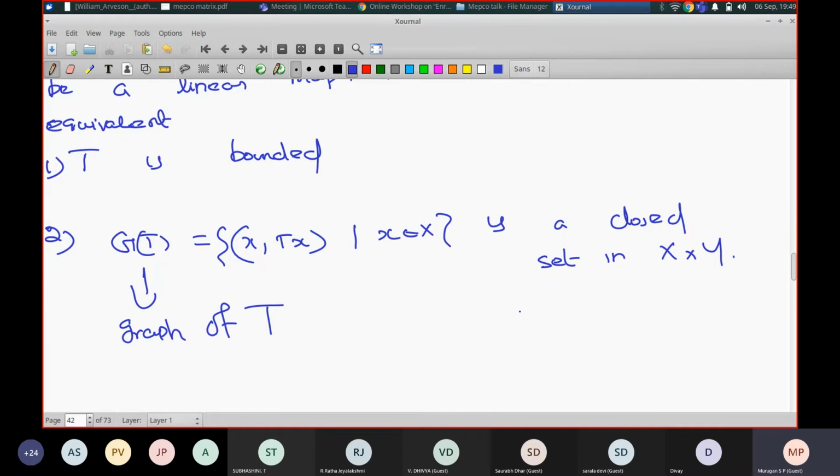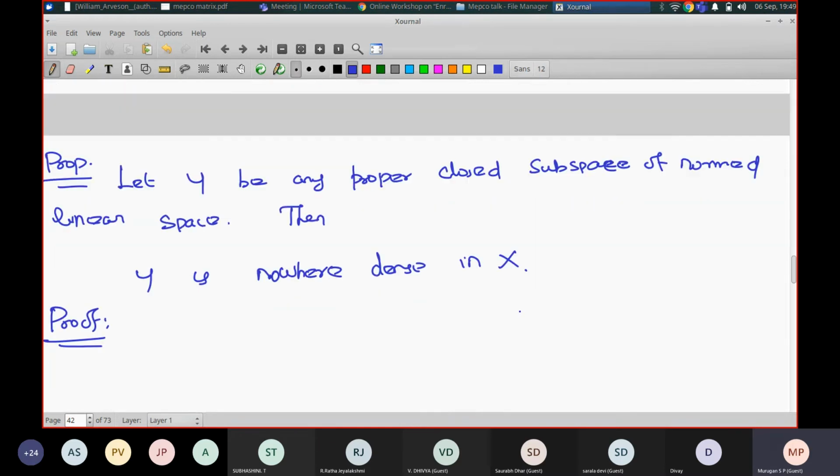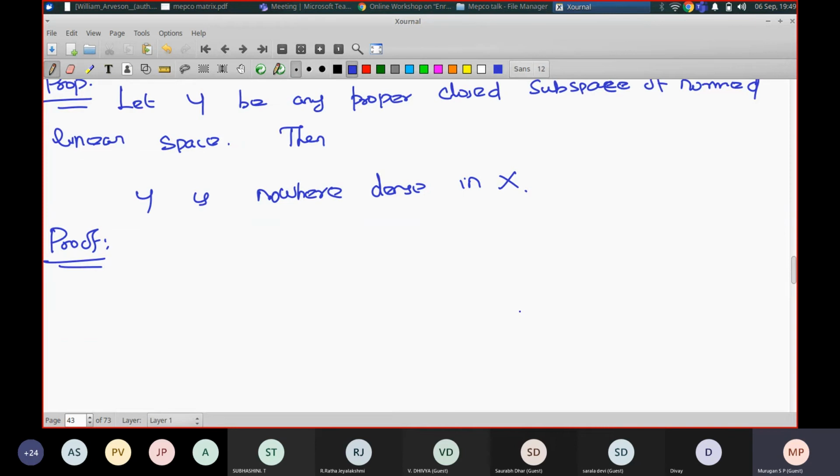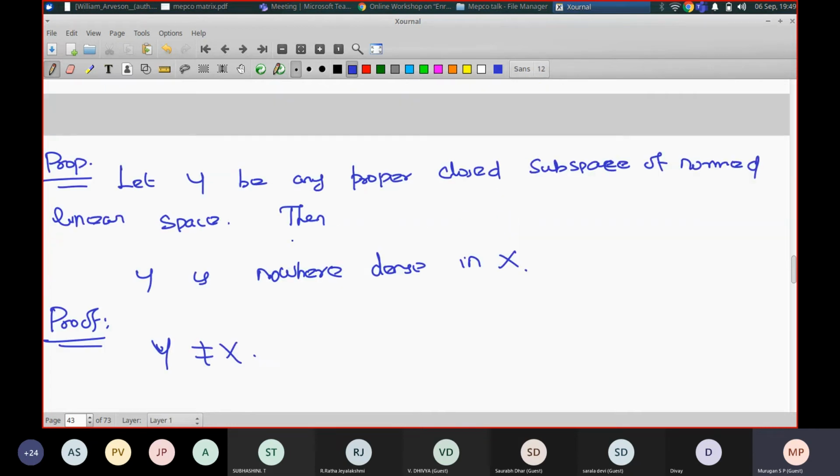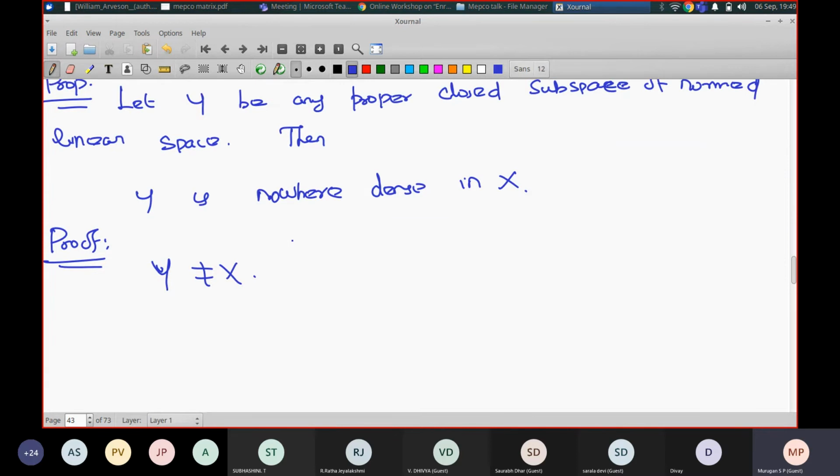Now we can see some applications of the closed graph theorem and the uniform boundedness principle. Let Y be any proper closed subspace of a normed linear space X. Then Y is nowhere dense in X. Proper means it is not equal to X. You need to prove Y is nowhere dense. How will you prove it? For that, you need to prove the interior of Y bar is empty.